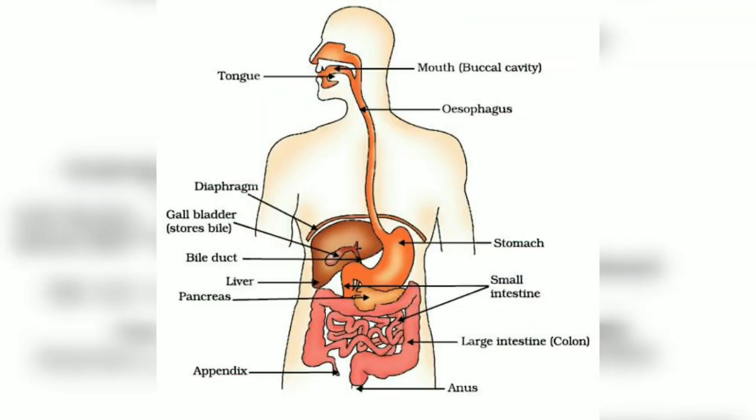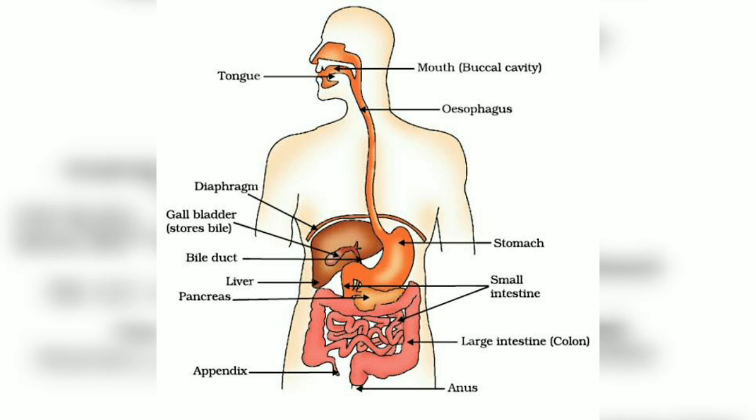So let's take a look at the human digestive system. The digestive system is also known as the gut or the alimentary canal. The alimentary canal is a canal that runs from the mouth to the anus. The alimentary canal is about 9 meters in length.